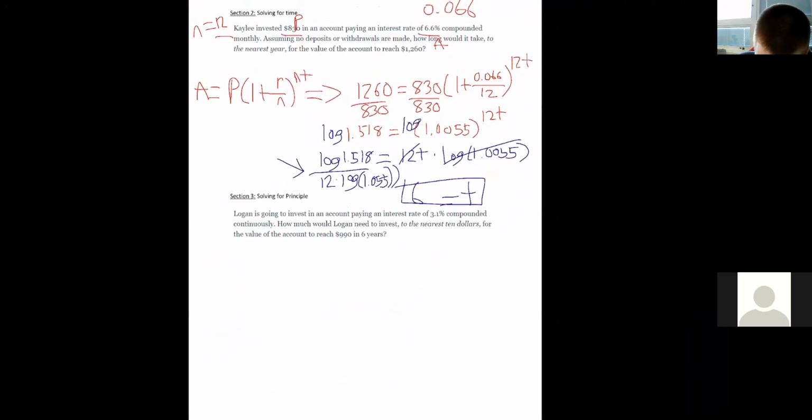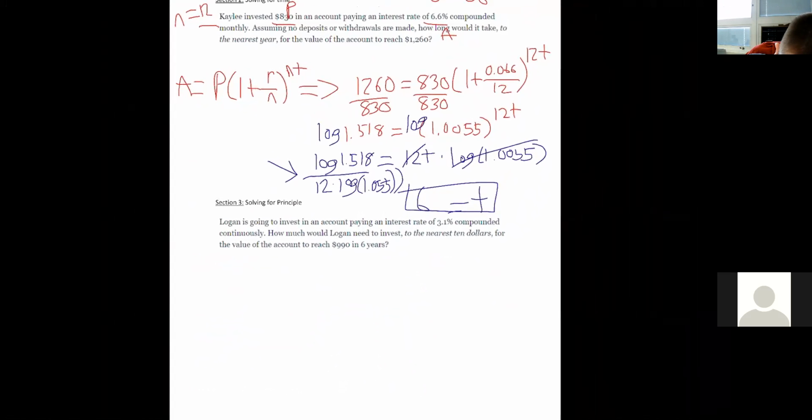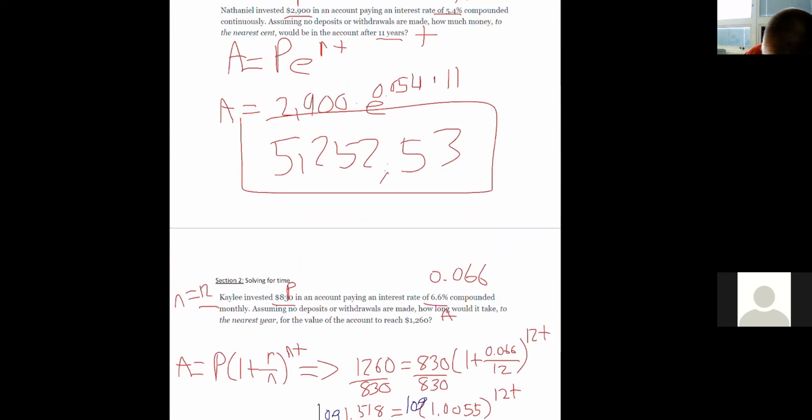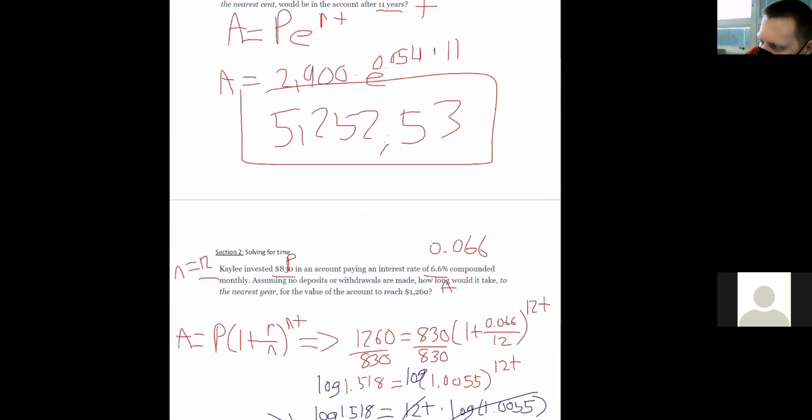All right, so keep in mind, one tip is anytime you're solving for a variable that's in your exponent, you're going to have to eventually take logs of both sides. That's one thing to keep in mind. That's why in the first problem, we did not have to take logs of both sides, because I wasn't solving for a variable that was in the exponent or power.